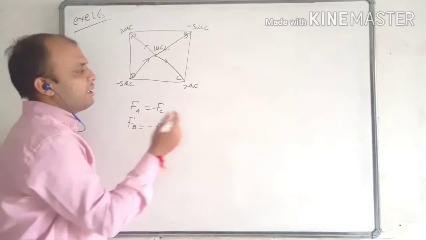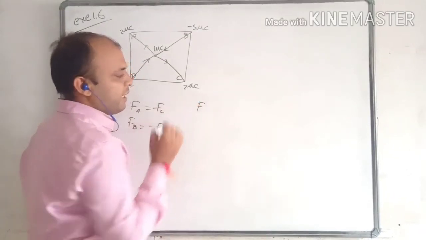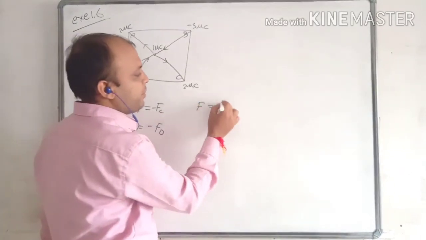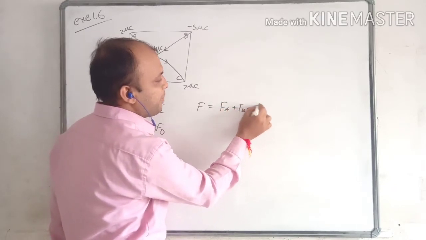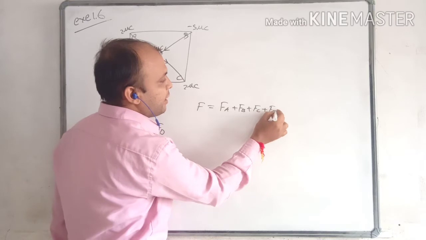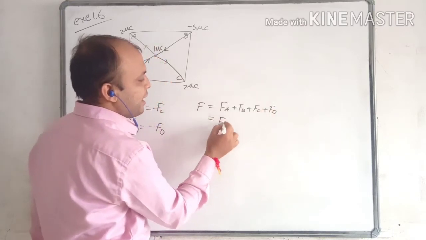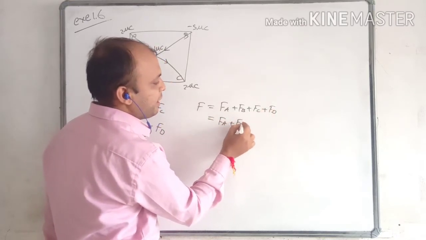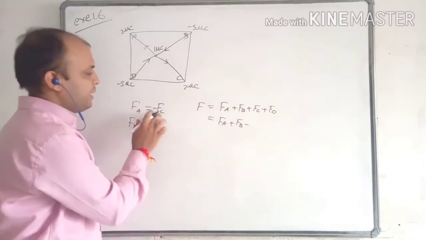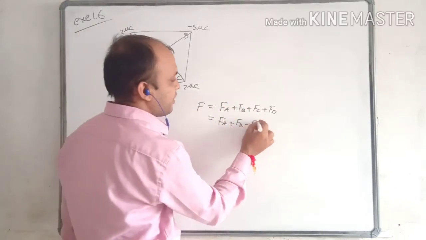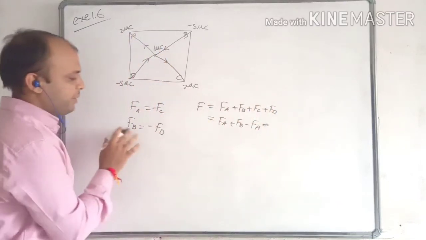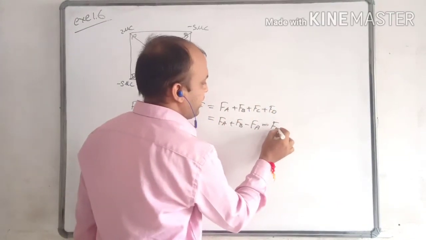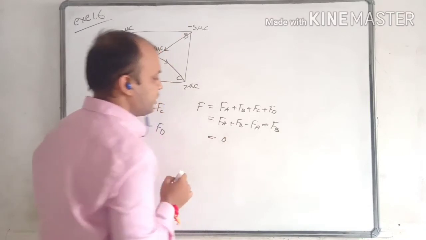So in this case, if we have to find the net force, the net force will be FA plus FB plus FC plus FD. So we can write FA plus FB, and instead of FC we can write minus FA, and instead of FD we can write minus FB. So we get the answer 0.